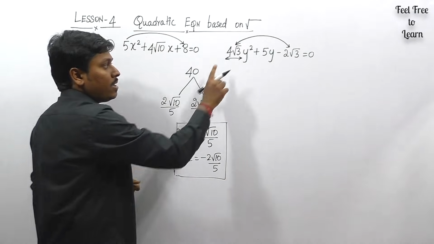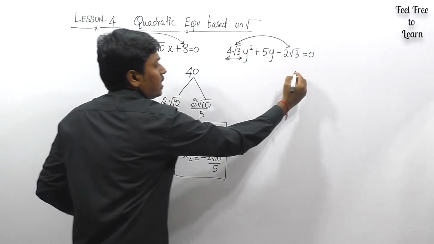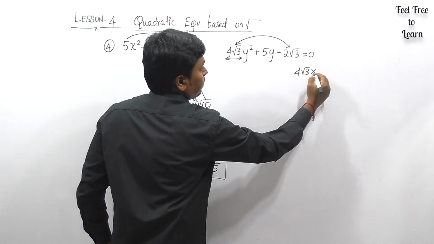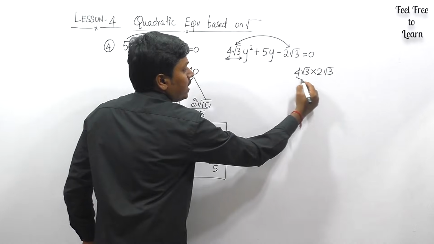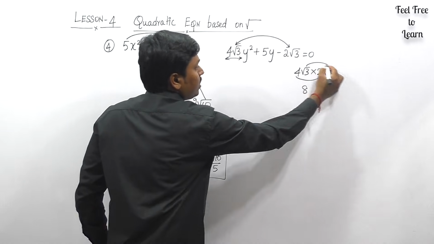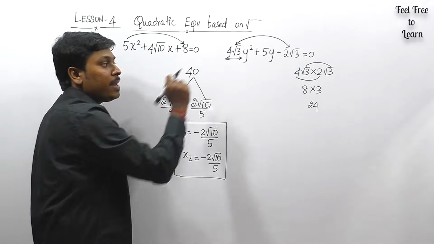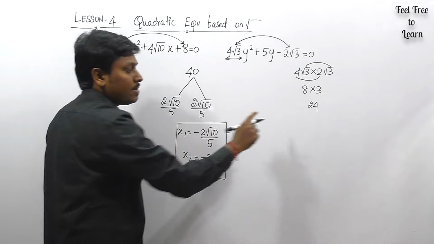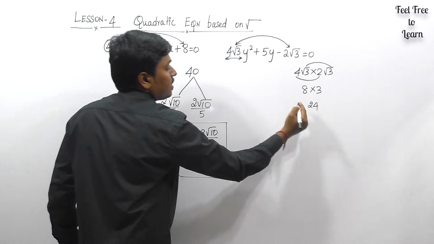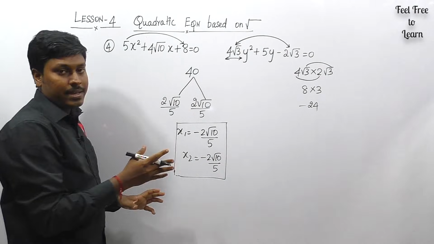So friends, listen carefully. 4 root 3 into 2 root 3, right? We need to multiply this. First of all, 4 into 2 will be 8. Root 3 into root 3 will be 3. So 8 into 3 will be 24. So while multiplying 4 root 3 into 2 root 3, the resultant will be 24. But here it is minus, so minus 24.